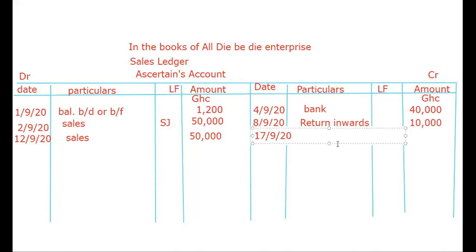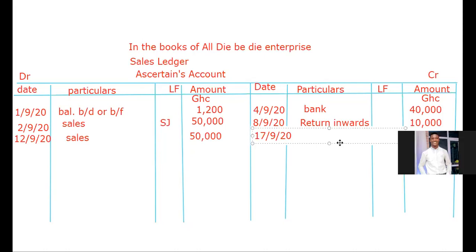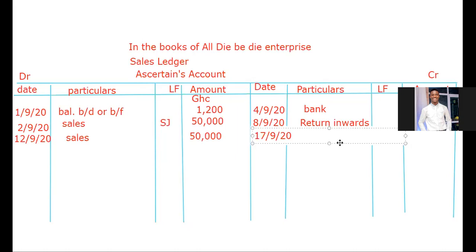Madam, please, I'm here. The business received a check from Ascertain, 20,000 on the 17th of September. What will be the double entry? Just double entry. I'm not talking about increase or decrease. So let's go back to the basics, the effect. What will be happening? The credit side will be Ascertain.